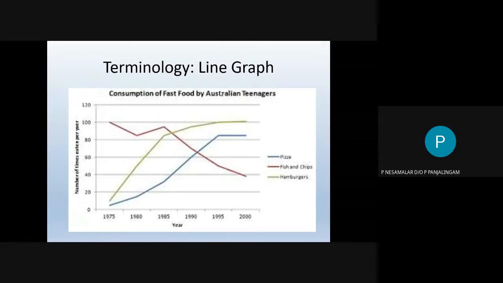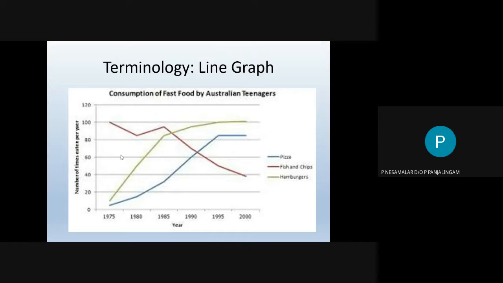Now, line graphs are always dynamic. Now, the title tells you consumption of fast food by Australian teenagers. But look at the chart carefully. X-axis gives you the years, well and good, very straightforward, but the y-axis has something on it. Number of times eaten per year. So it's not the number of teenagers, but number of times a certain fast food was eaten per year.